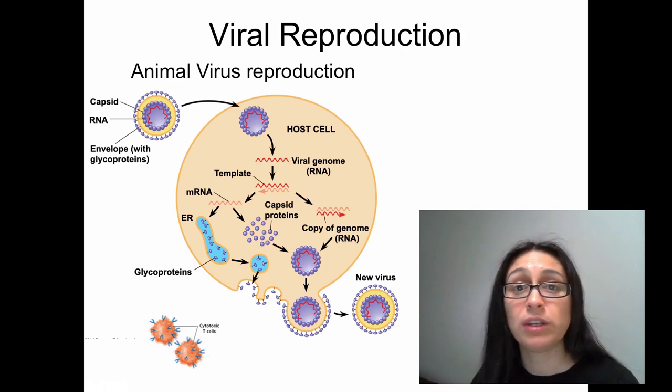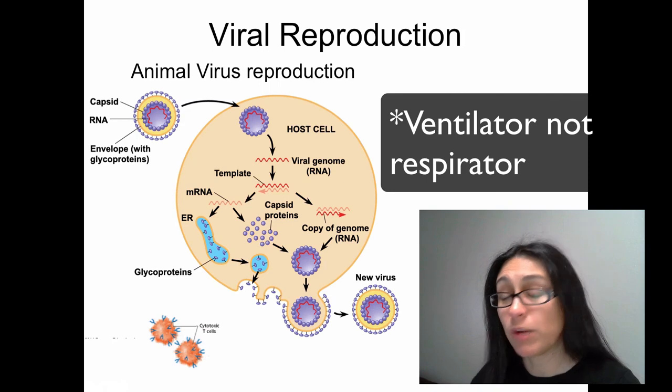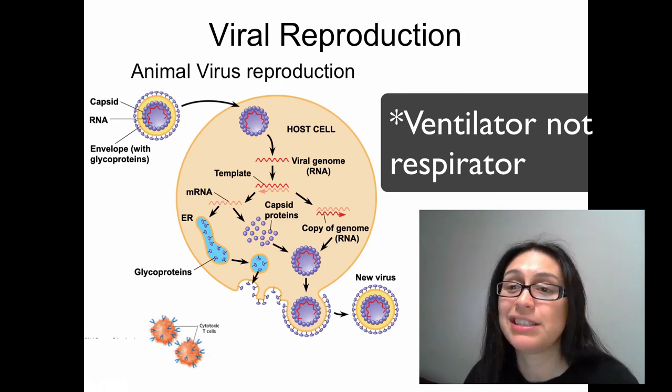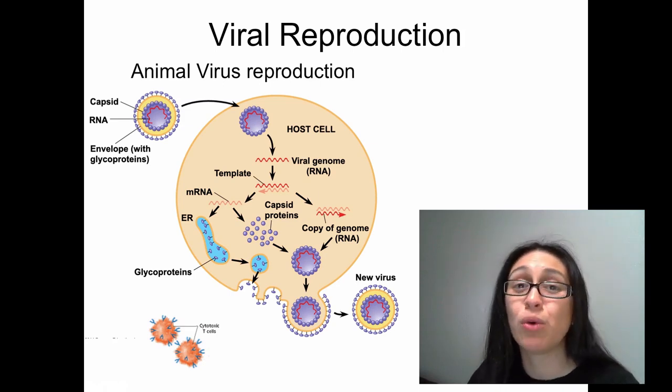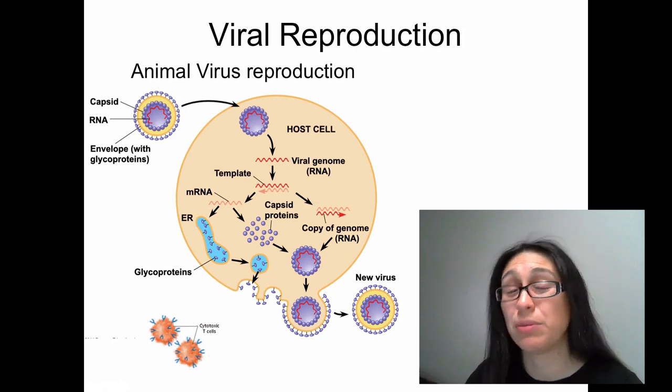That's why people who get really sick with the new coronavirus wind up needing a respirator to breathe for them, because their lung cells are getting so damaged, not just by the virus itself, but also by their own immune system that is destroying not just the infected cells, but healthy cells as well.